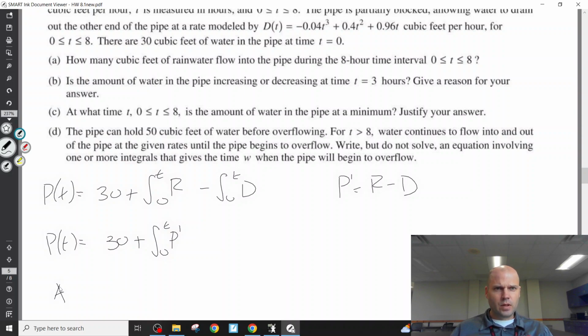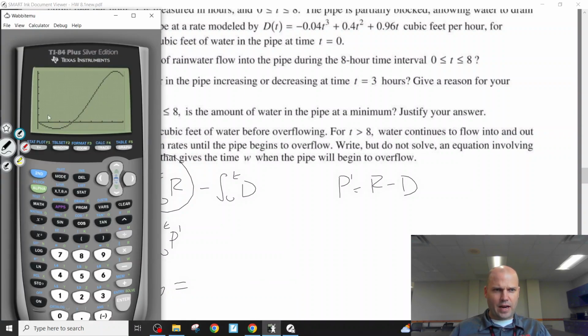Part A, total in is all I want. Total in over the 8 hours will be this integral. You need to list this. And then what I'm going to do, again, I'm not incorporating r minus d. I just want r, which is the rate in. So in the home screen, math 9, 0 to 8 of y1. And again, if you've typed it in earlier, you could just use it again.